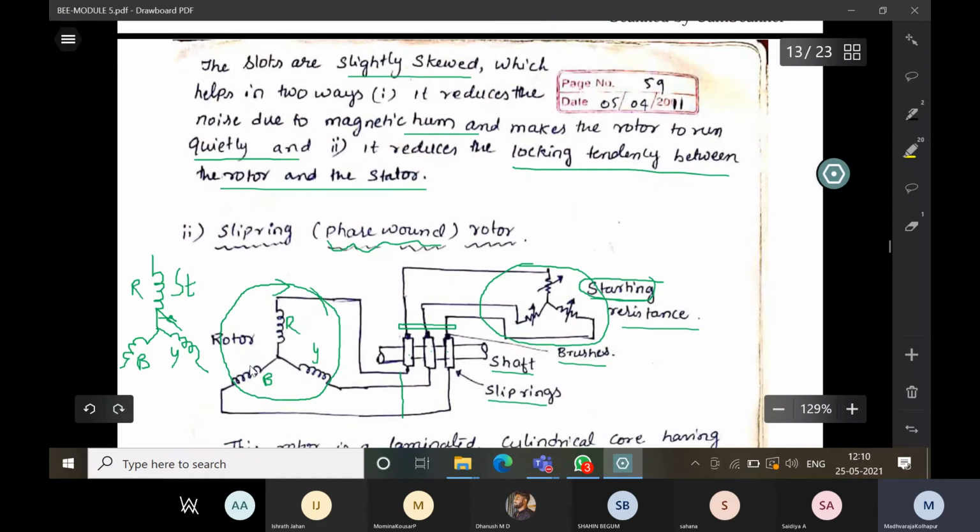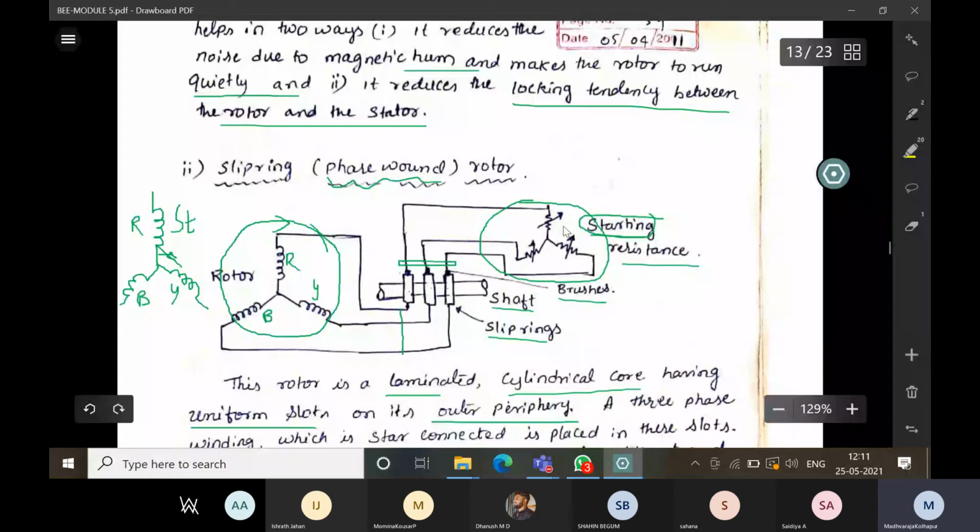At the time of starting, it is connected to the starting resistance. At the time of running, these three resistors are disconnected automatically, and the metal collar shorts the three phases on the slip ring. So then it closes the path. If it is open, the rotor does not rotate. When it is closed, there is a current flowing path in the winding. Because of the short circuit, the closed path lets current flow, and then the rotor is going to rotate.